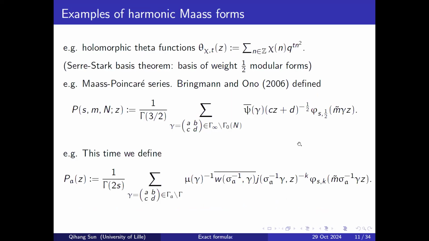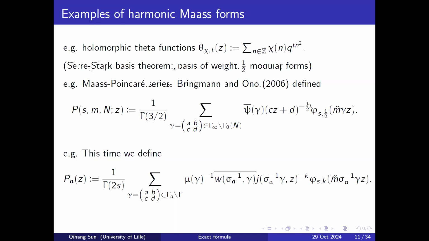Here are some examples of harmonic Maass forms. For example, the first one, we must be more familiar with this. Those are holomorphic theta functions. These functions don't have, or I should say, they have constant principal part on all the cusps. And another good thing is we have the Serre-Stark basis theorem, which says they generate the basis of weight 1/2 modular forms. We're just focusing on weight 1/2.